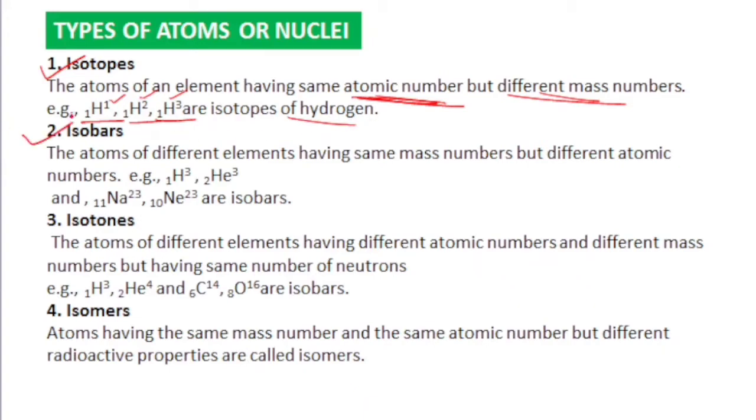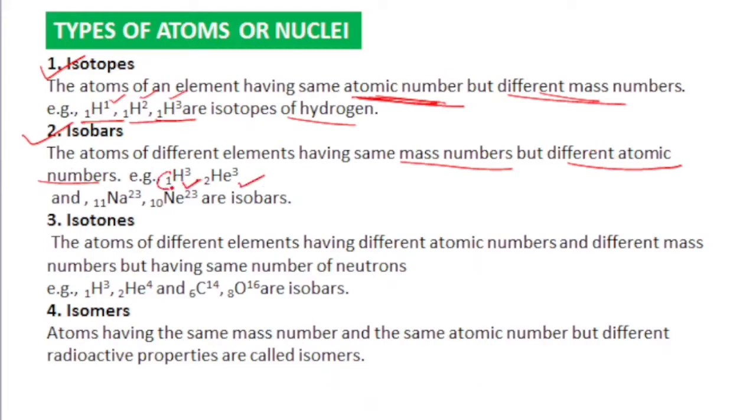Next, isobars. The atoms of elements having the same mass number but different atomic number. And if the atomic number is different, it means the element is also different. You know, for one element there is only one atomic number, but the mass number is the same. For example, H 1 3 and He 2 3.